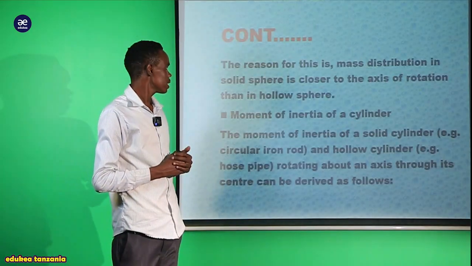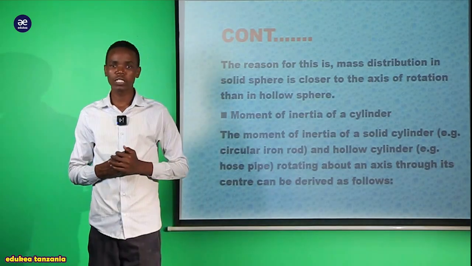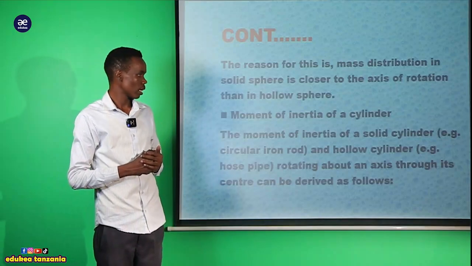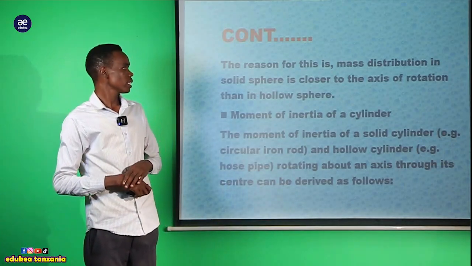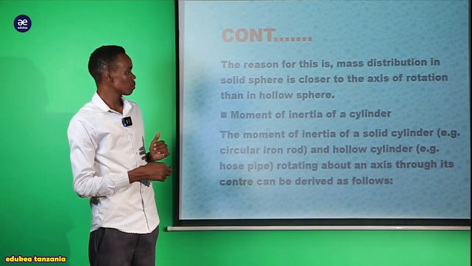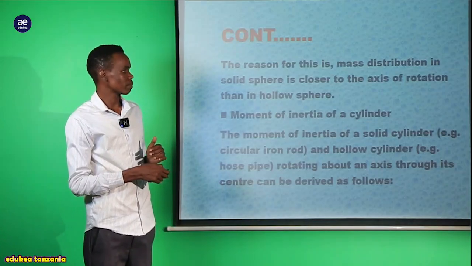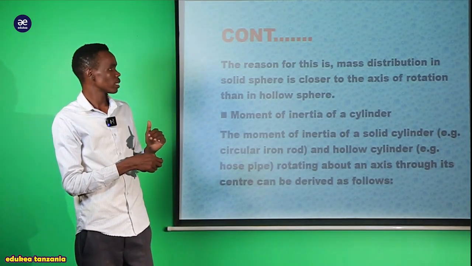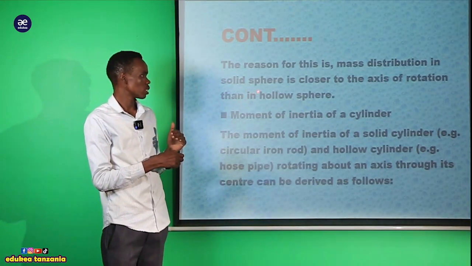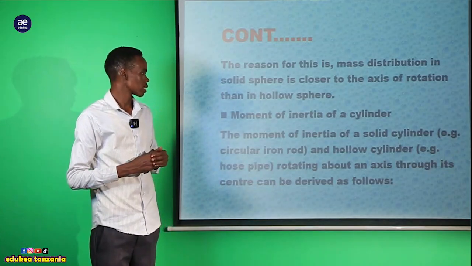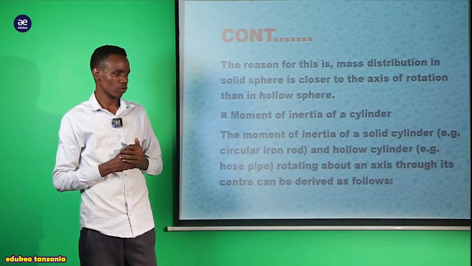For today's session, we are going to proceed where we ended on the last session. The reason for this is mass distribution, so the solid sphere has its mass closer to the axis of rotation than the hollow sphere.